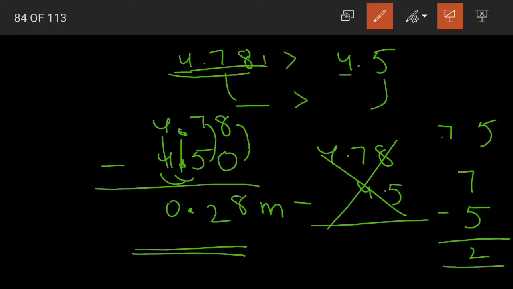In the question, the numbers were 4.78 meters and 4.5 meters. So that is why I am mentioning the m in my answer as well. 0.28 meters is the difference between the given two decimal numbers. Again, the same rules of subtraction are followed. The only difference is we'll place a decimal point here as well.